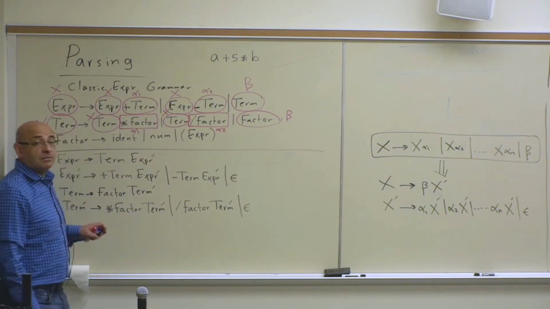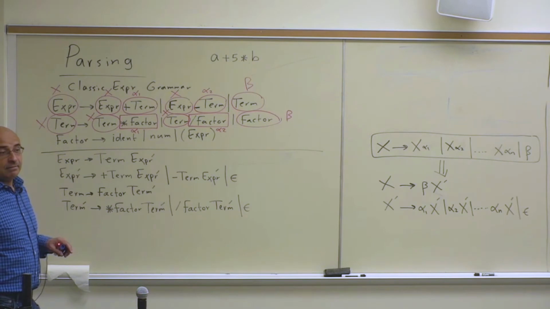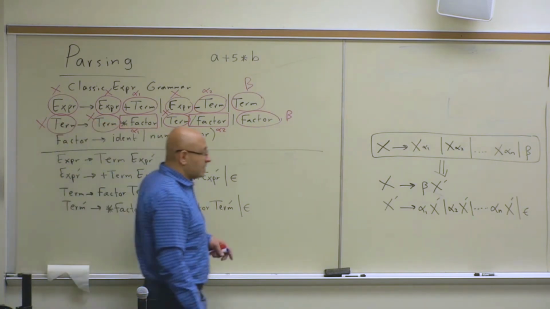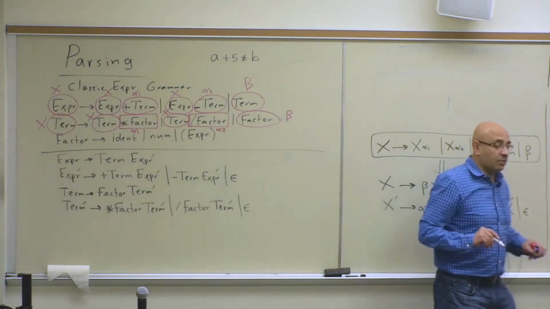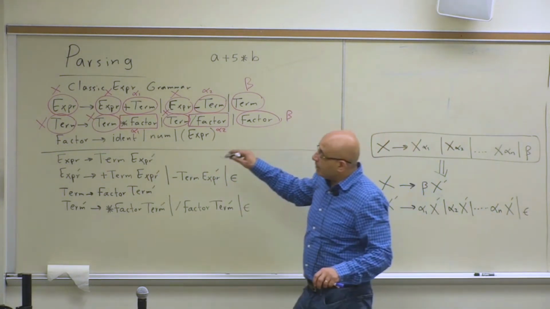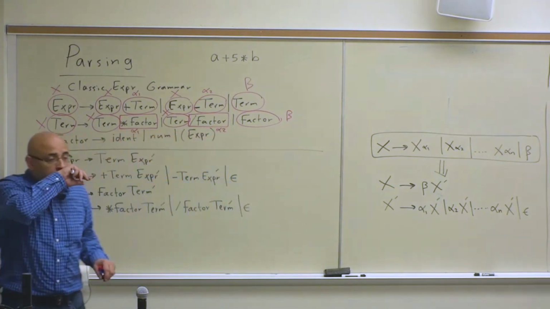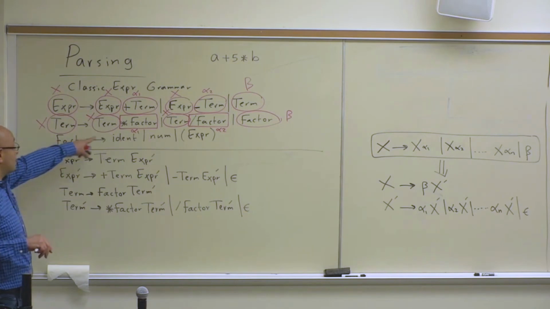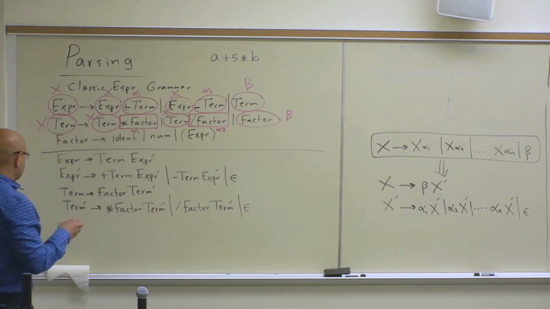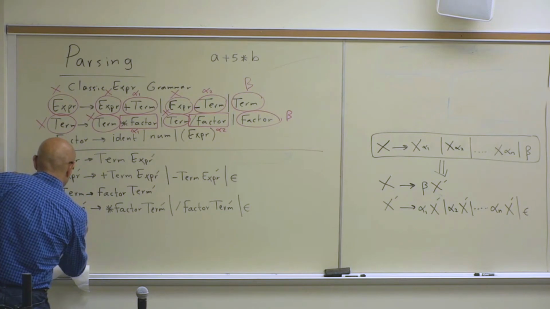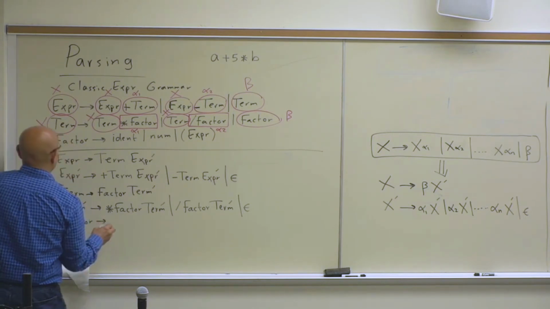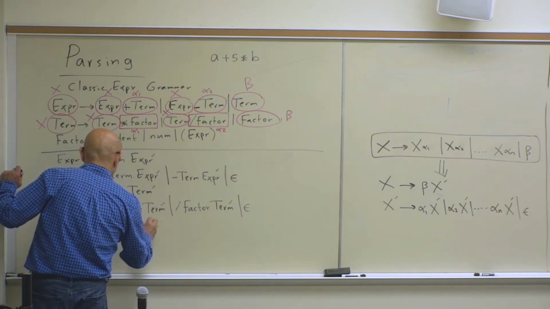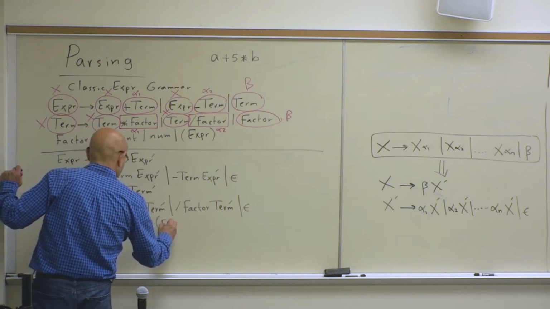Do I have recursion? No, I don't have any recursion. In fact, I have indirect recursion here, but that's another story. I don't have any direct recursion on factor. So I'm not recursing on factor here, so there is no recursion. So this just stays as is. Factor is identifier or number or parenthesized expression.